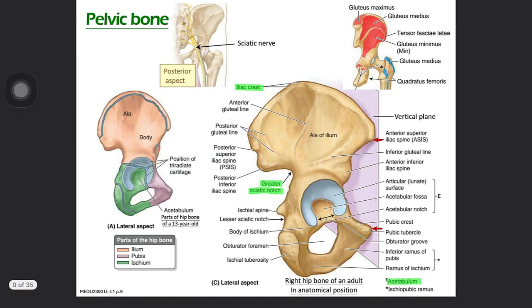Okay, pelvis. Perfect. Here you see the right hip bone in anatomical position. Dr. Wei already gave you a lot of ideas about the pelvis, so what I want you to observe is, remember the ASIS as well as the pubic tubercle. In anatomical position, these two points both fall on the same vertical plane.